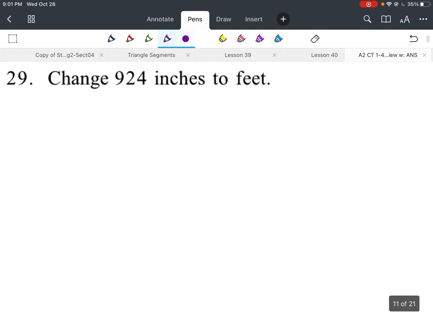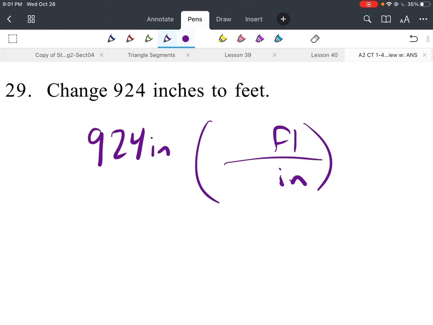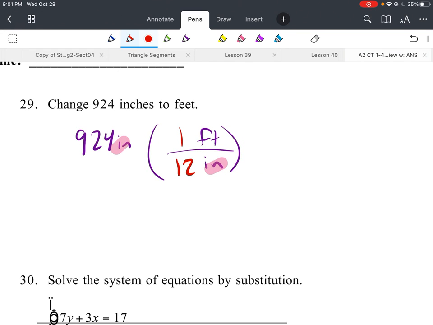All right, change 924 inches to feet. So 924 inches needs to be changed to feet. That's really easy. All we need is a conversion factor. So put inches on the bottom, and then feet on top. Okay, we want our inches to cancel, so bam, bam. And all we're going to do is put 12 inches here is 1 foot, because that's equal to 1. And then just let the units tell you what you need to do.